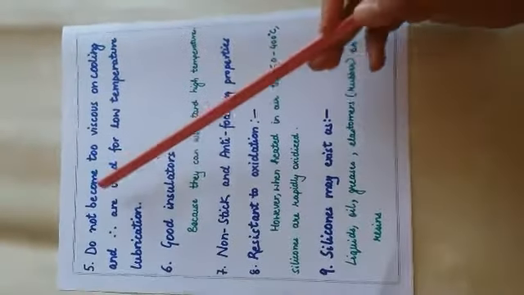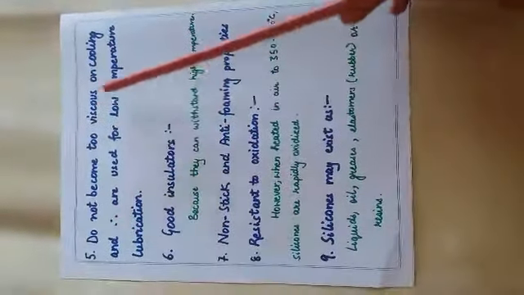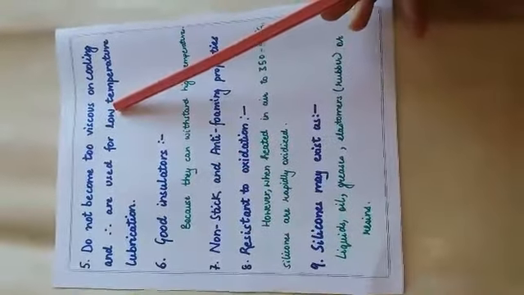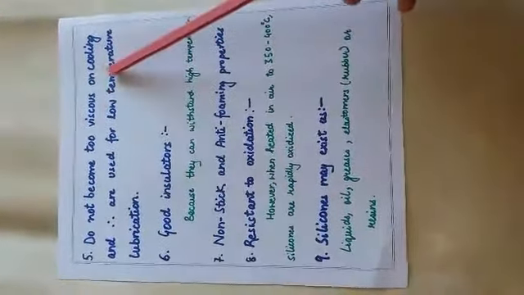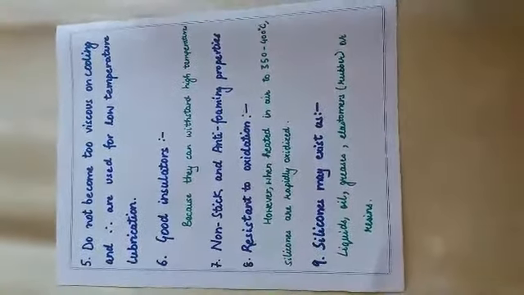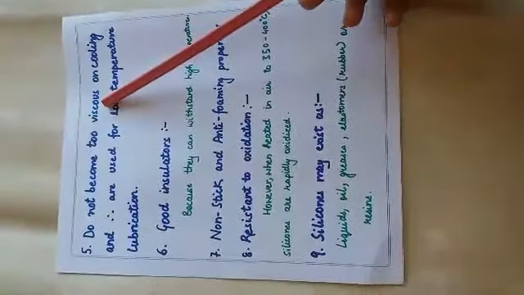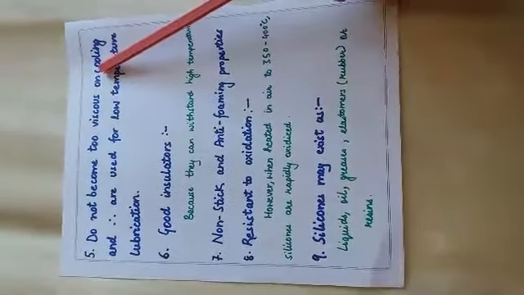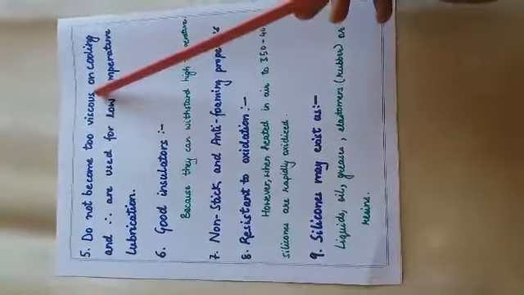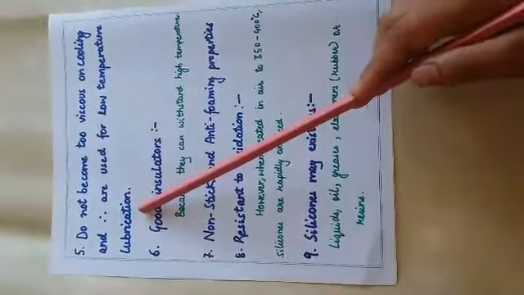And the next property is they do not become too viscous on cooling and therefore are used for low temperature lubrication. So generally what happens with liquids, when we cool them, they get viscous. If we are greasing some surface, the grease in the winters gets viscous and it is not helpful in that case. But the silicones are very advantageous as they do not get too viscous even on cooling. So that's why they can also be used for low temperature lubrication.